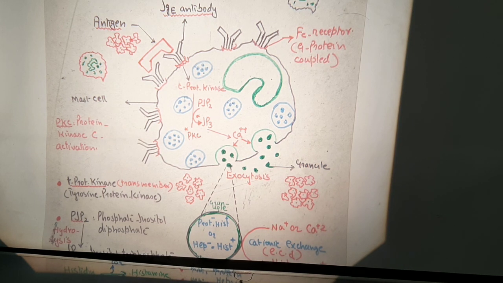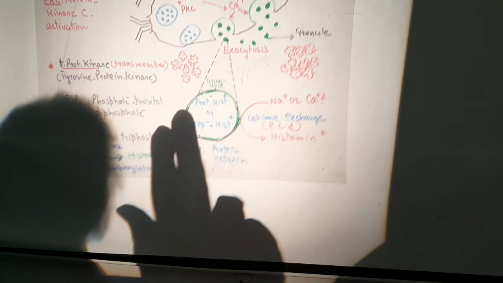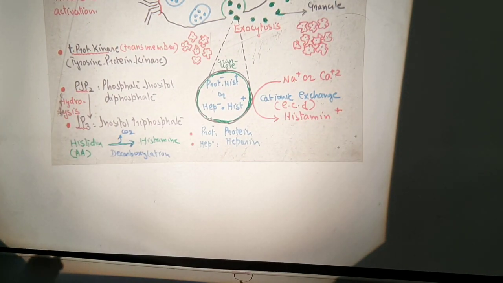That histamine, which is stored in the granules in the vesicle, is then released. You can see here that this granule having the histamine is usually present as protein histamine or the heparin histamine. Now you can see protein having negative charge, histamine having positive charge. So when there is release of histamine, it is the positively charged or the basic component.